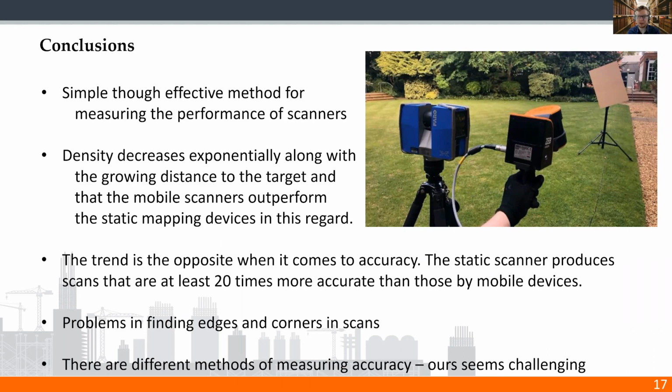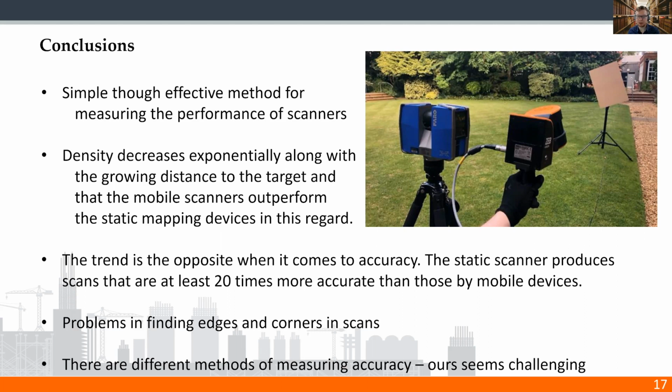Our experiment showed that the density of the scanned targets, measured in points per second, decreases exponentially along with the growing distance to the target, and that the mobile scanners outperform the static mapping devices in this regard. The trend is opposite when it comes to accuracy.